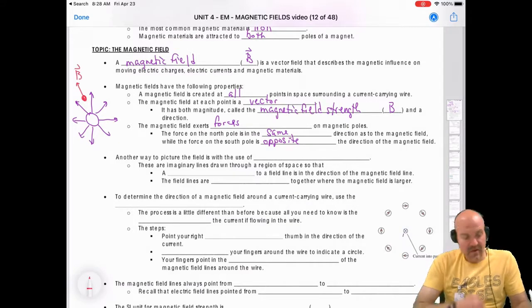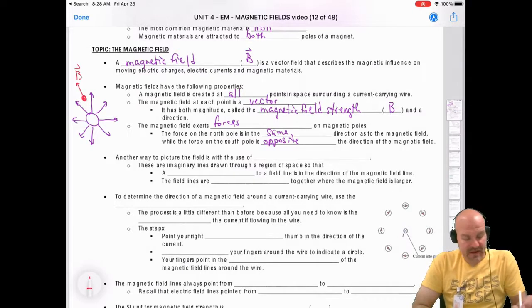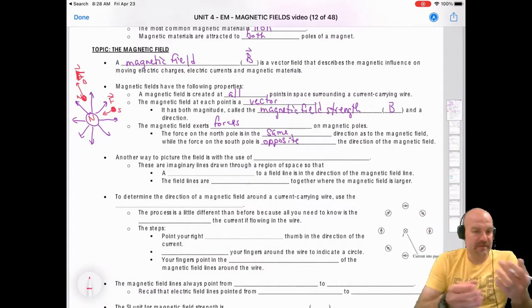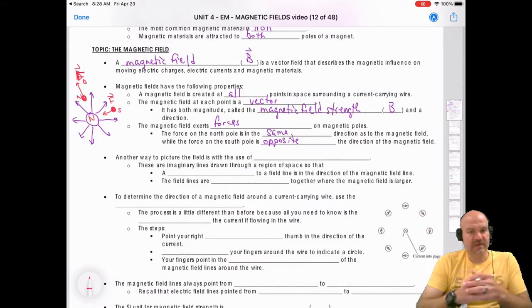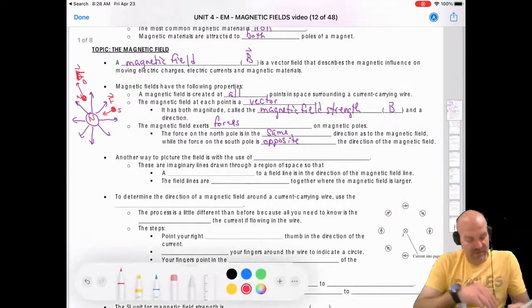So the B field will point in the same direction as the force. We'll put force, F_B, will point in the same direction if this was a north pole, and if this is a south pole, it would point in the opposite direction of the field. So again, we're looking at field versus force.